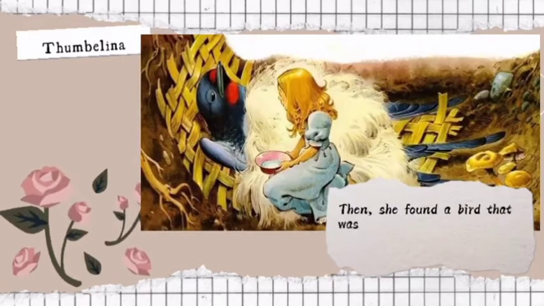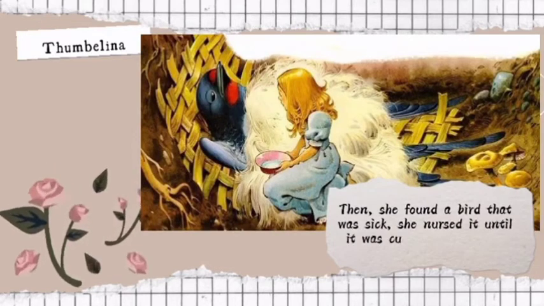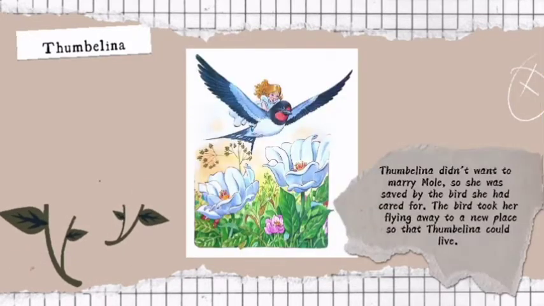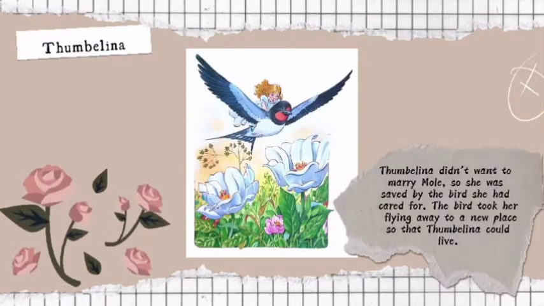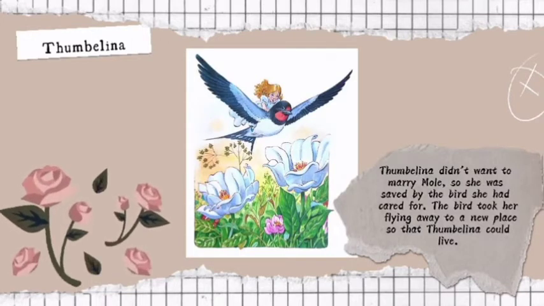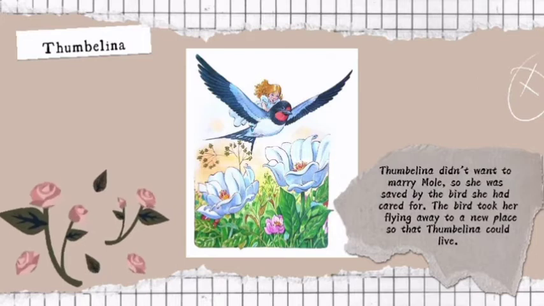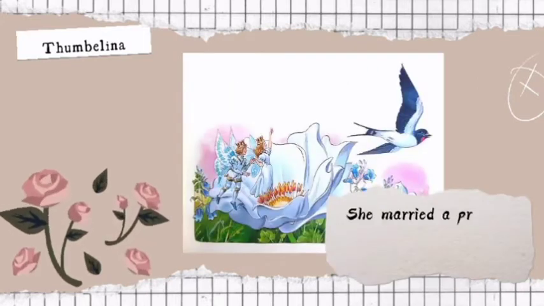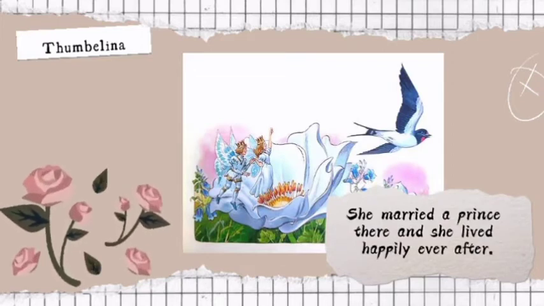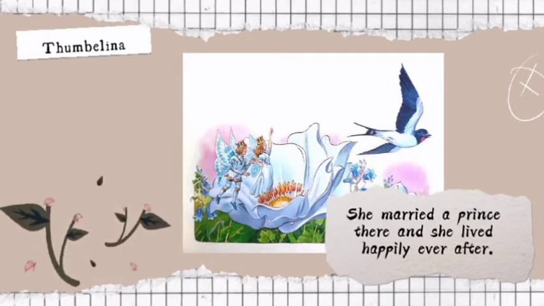Then she found a bird that was sick. She nursed it until it was cured and could fly. Thumbelina didn't want to marry Mo, so she was saved by the bird she had cared for. The bird took her flying away to a new place so that Thumbelina could live. She married a prince there, and she lived happily ever after.